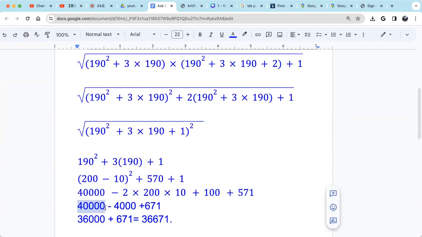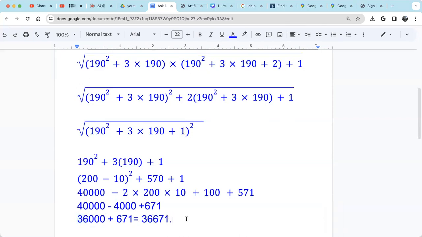So 40,000 minus 4,000, we get 36,000. Then we have 100 plus 571. From here, 3 times 190 is 570. 570 plus 1 is 571. Then plus this 100, we get 671. Okay? So 36,000 plus 671, we get 36,671.